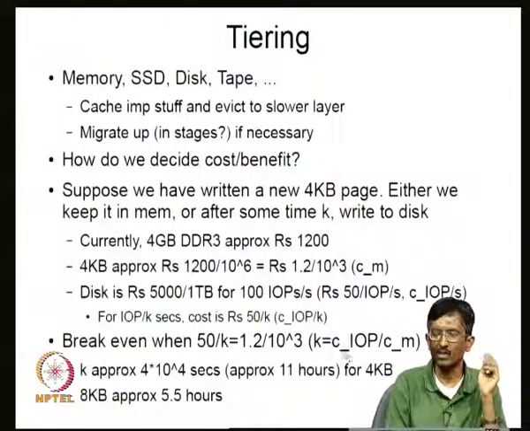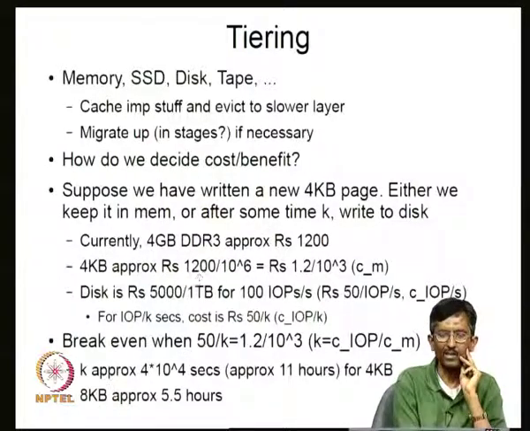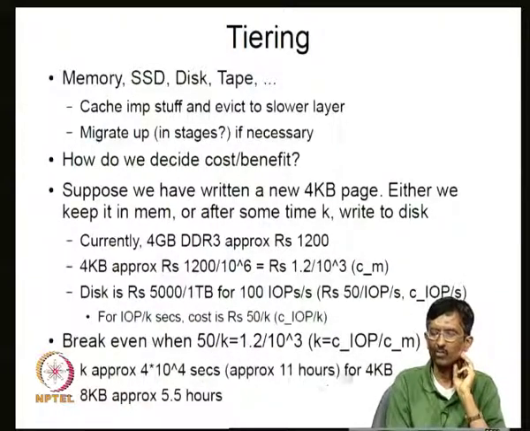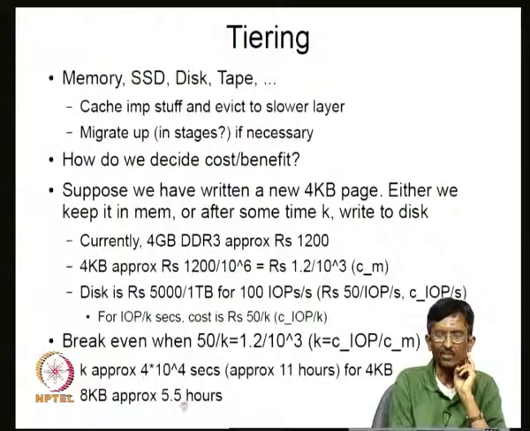If you calculate it using symbols only, k will be equal to C_IOP by C_m. Now if you look at these numbers, it turns out if you calculate for k, it is 4 into 10 to the power 4 seconds, approximately 11 hours, for 4 kilobytes. If you do it for 8 kilobytes, it is 5.5 hours.